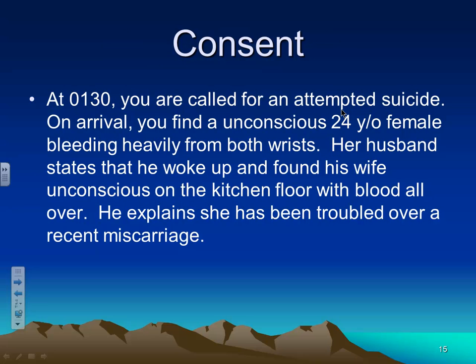Y'all ready to talk about consent for a minute? Probably got all this. 1:30 in the morning, you're called for an attempted suicide. On arrival, you find an unconscious 24-year-old female bleeding heavily from both wrists. Okay, you picturing this? Her husband states that he woke up and found his wife unconscious on the kitchen floor with blood all over. He explains that she's been troubled over a recent miscarriage. So you got to picture this. Anybody uncomfortable with this at all? Okay.